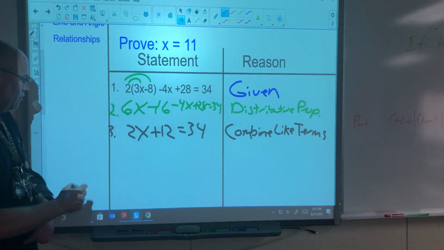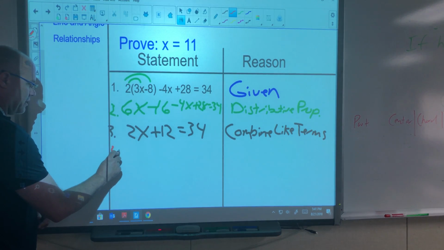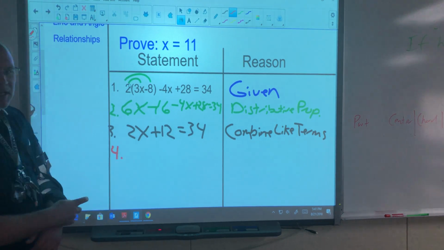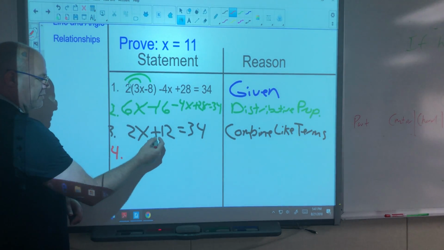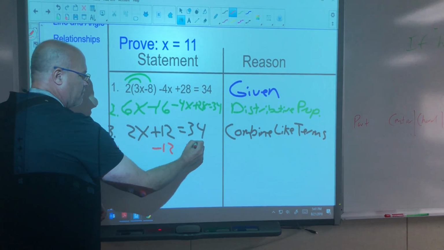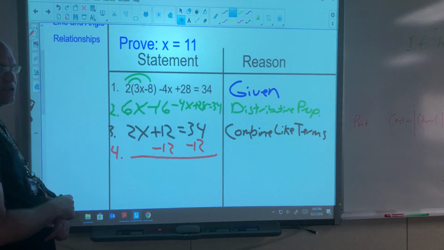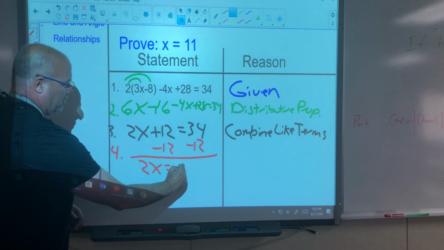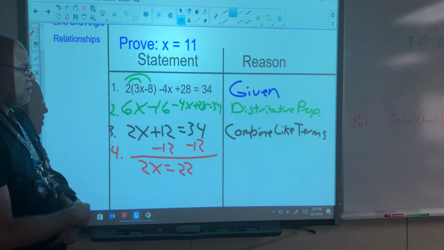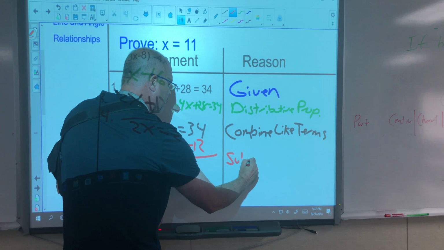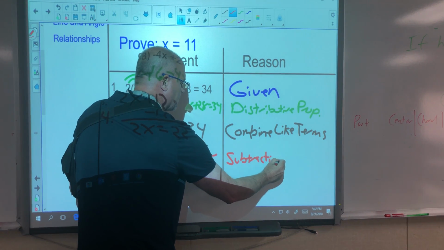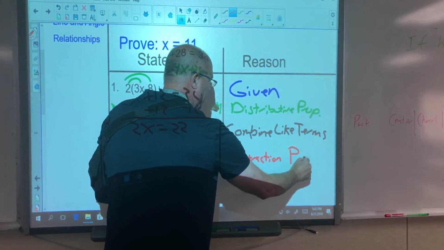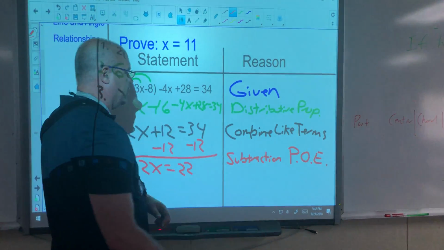All right. What's going to be our next statement we can make? Well, this is where we want to move the 12 to the other side, so we want to add the opposite, which would be negative 12, or we could say we subtract 12 from both sides. So we add negative 12 to both sides, or we subtract 12 from both sides, and we get 2x equals 22. So that is the subtraction property of equality. To save space here, I'm going to just say POE. Property of equality.